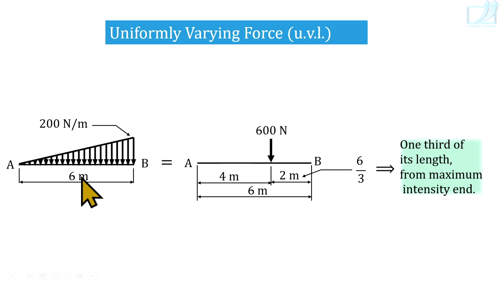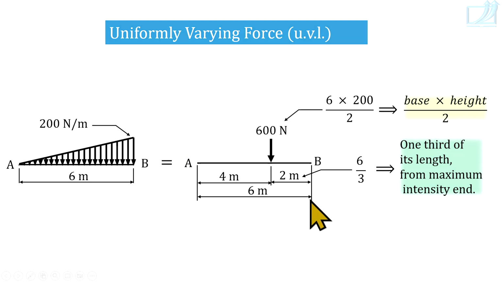How come 600 Newton? Basic logic is average intensity into its length. So 200 at this end, 0 at the other end. So average is 200 by 2, that is 100 Newton per meter. So 100 into 6, that is 600 Newton. But a better way to remember it is as the area of a triangle. Base into height. Height is nothing but the maximum intensity of the uniformly varying load. Base into height by 2. So 6 into 200 by 2. Area of triangle formula. This is how we find the total force by a uniformly varying load.